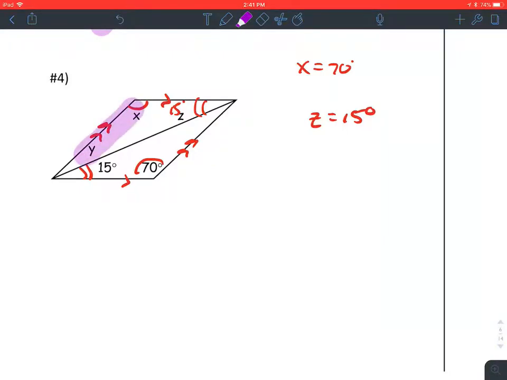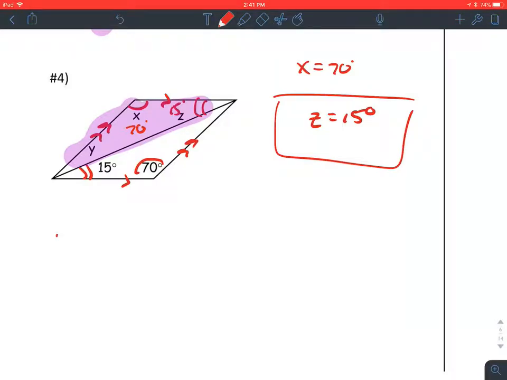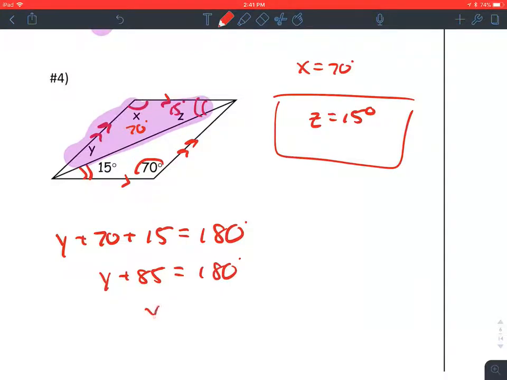To finish up, looking at this triangle, we already have that x is 70. Once you find angles, put it into your picture. It's going to help you find other angles. Looking at that triangle, the angle sum theorem says that if you add up all the angles in a triangle, you're going to get 180 degrees. So if I add 70 and 15 together, I'm going to get 85, which means that y has to be 95 degrees. So that answers x, y, and z, so we are finished with that problem.